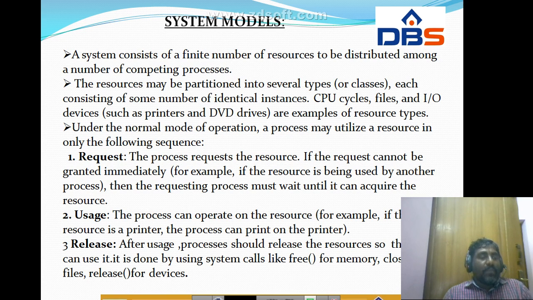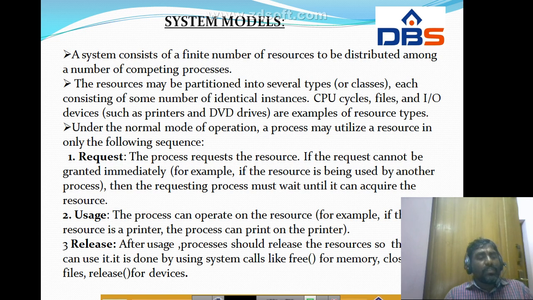The first one is a request. The process requests the resource. If the request cannot be granted immediately, for example, if the resource is being used by another process, then the requesting process must wait until it acquires the resource. Why? For example, process P1 is requesting R1, and that R1 is used by some other process. So P1 should wait until it gets the resource R1. That is the request. What is meant by usage? Usage is nothing but the process operating on the resource.